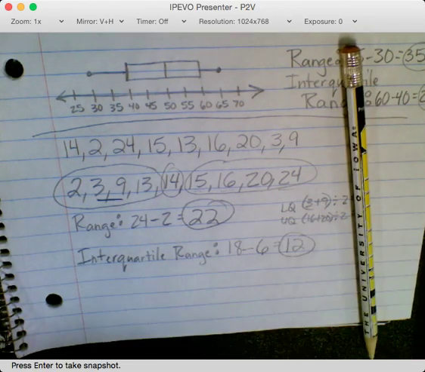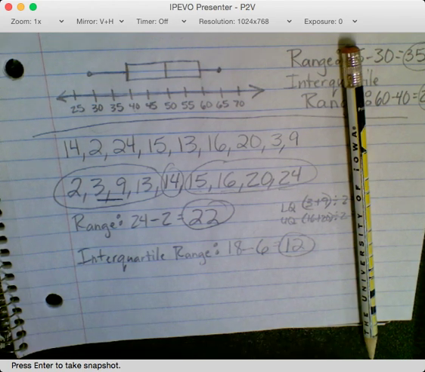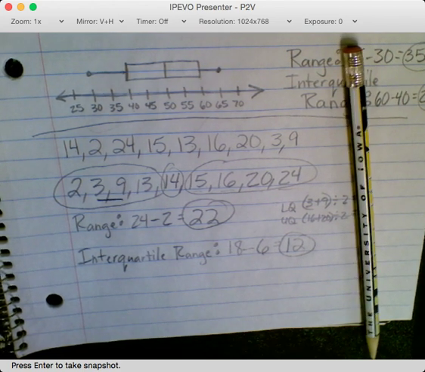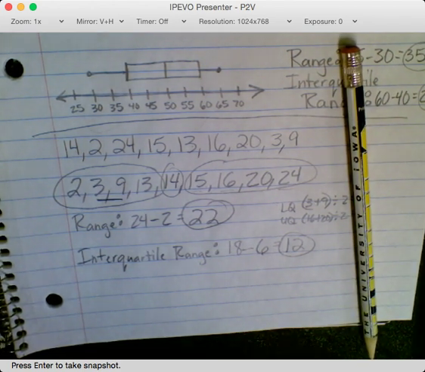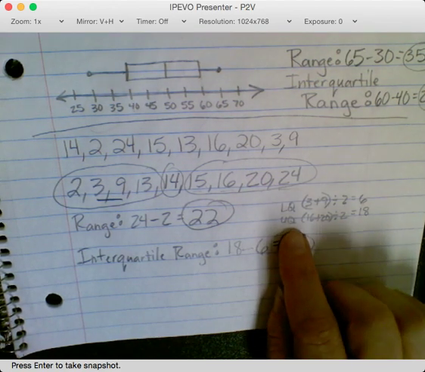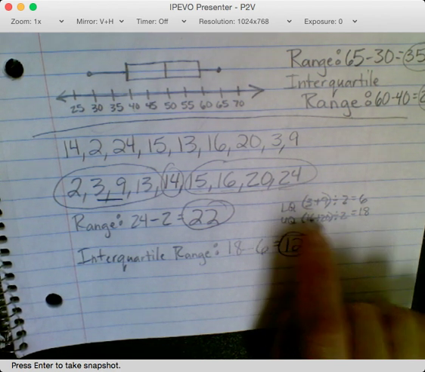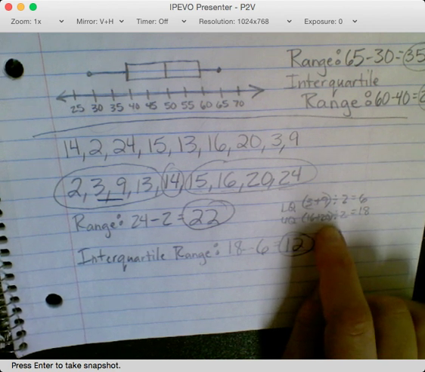That's pretty much it. I think you shouldn't have too much trouble finding the range or the interquartile range. If you need a review of the upper and lower quartile, please see that video. I've already done a video on those, so I went through those a little bit more quickly.